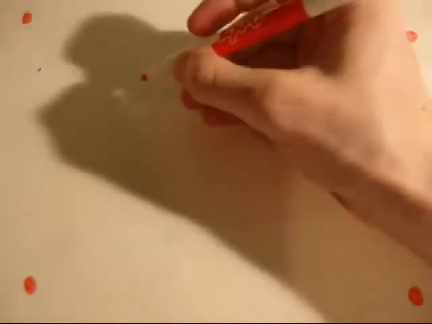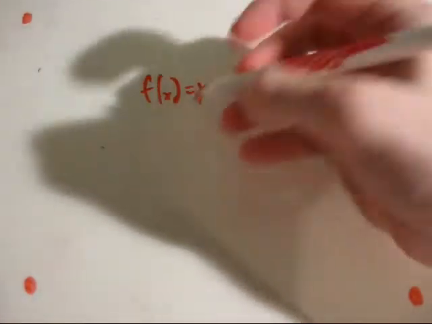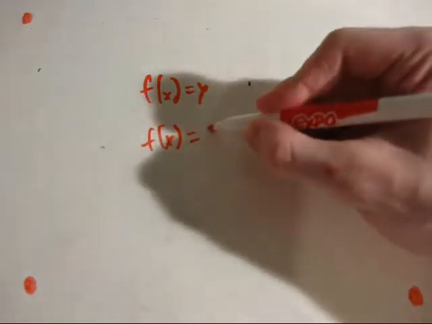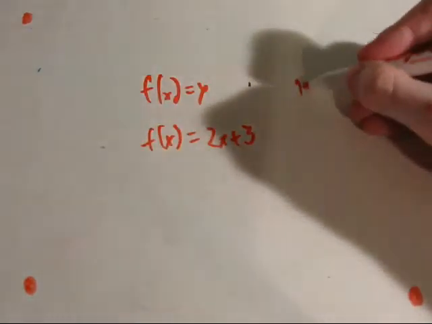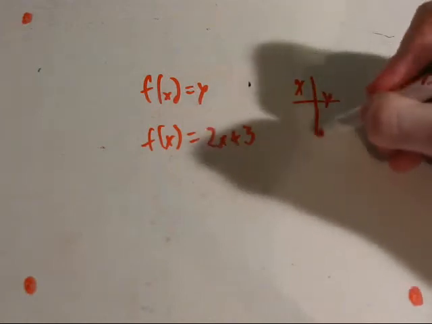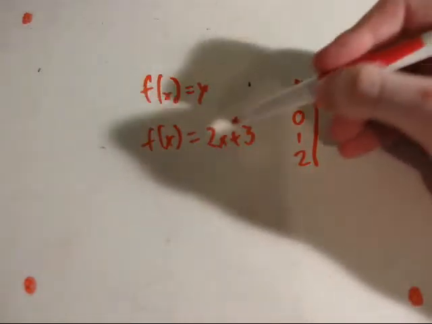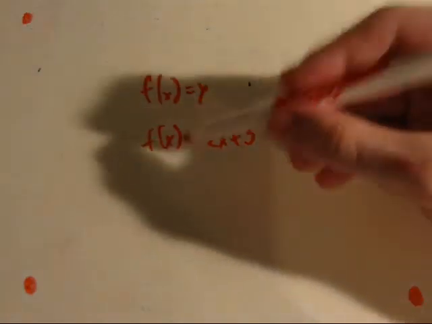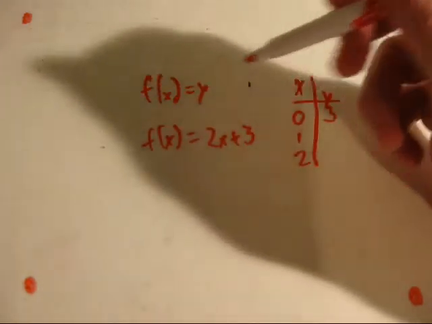Now when you're doing a function, it's not that hard, since f of x is basically just a replacement for y. If you have f of x equals 2x plus 3, x can be, let's say, 0, 1, and 2. Well, 0 times 2 is 0, plus 3 is 3, so y would be 3. f of 0 is 3.